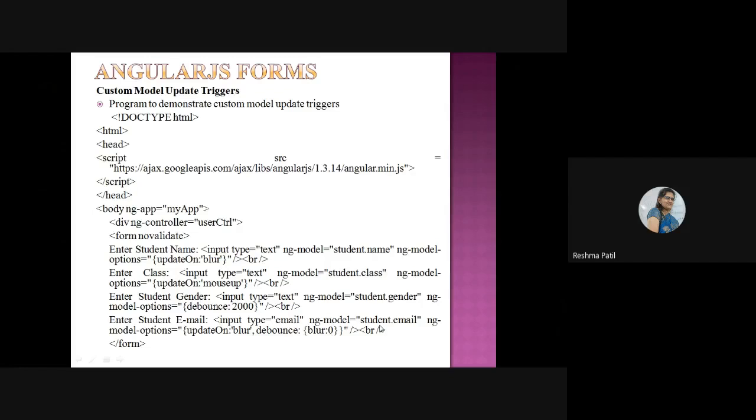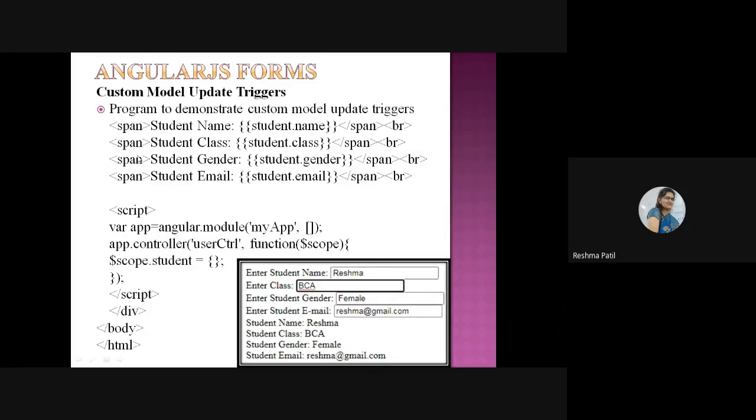This is the span where we are going to show our output. Here you can see output in this text box. When you write the content and lose the focus of this text box, the output will automatically be displayed. So this output is shown by using this span tag. For each variable or each value, we have written a span tag: student name, student class, student gender and student email. So accordingly, it will show the output.